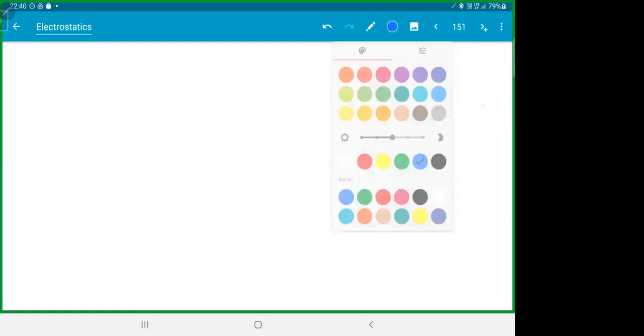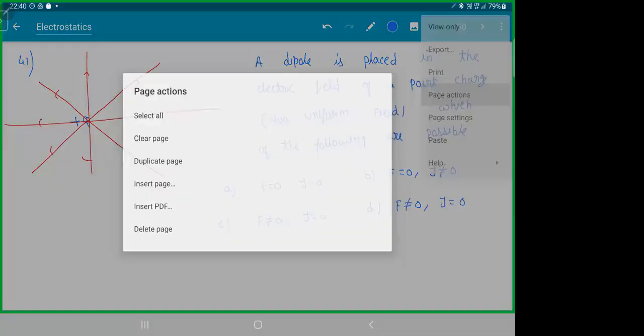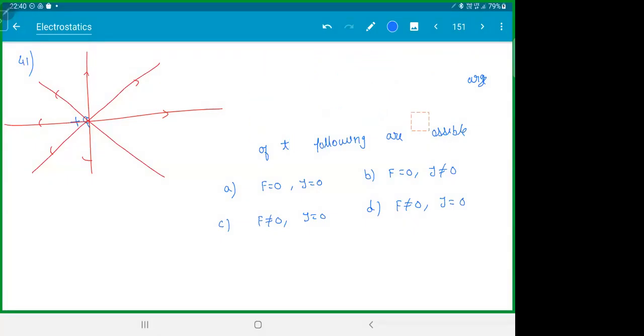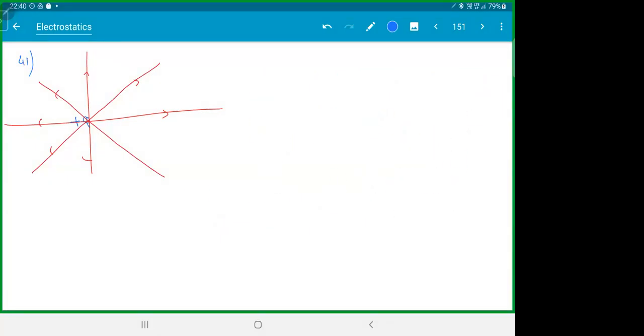Or you can do something like this. I'll show you why you can't get a zero. Suppose you put a dipole like this, see how the force will be? This force will be this way, this force will be this way. Both are equal in magnitude, but will they cancel out? So basically force can never be zero, because if you try to make the directions opposite, magnitudes won't be equal.